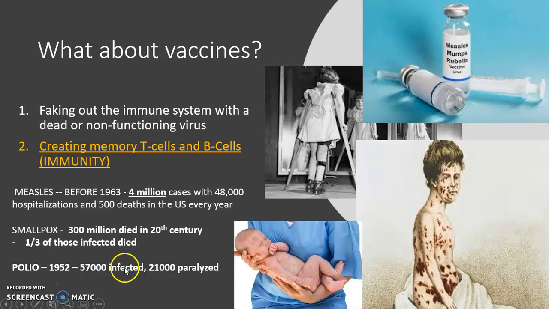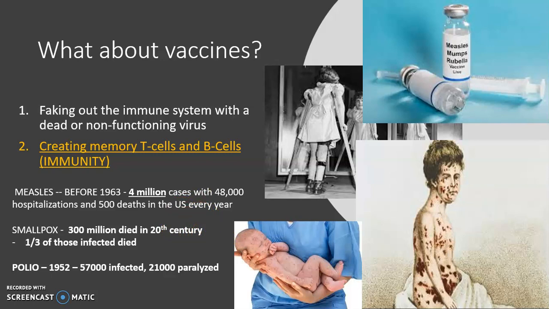Polio in 1952, also not that long ago. 57,000 people infected. I mean, okay, that's less than the flu would get every year, but 21,000, about a third of them, would be paralyzed. Still a very, very serious thing. And now we just don't consider polio a threat in general, although it has made a comeback with some folks not getting the vaccines. So that's how vaccines work.